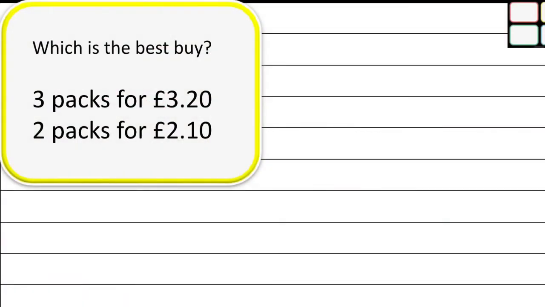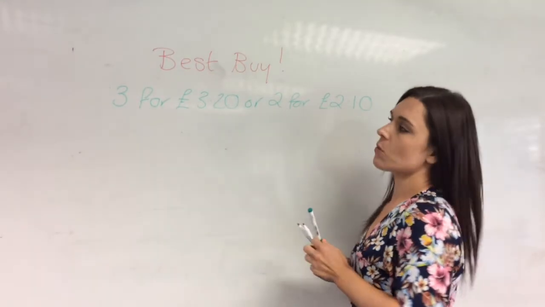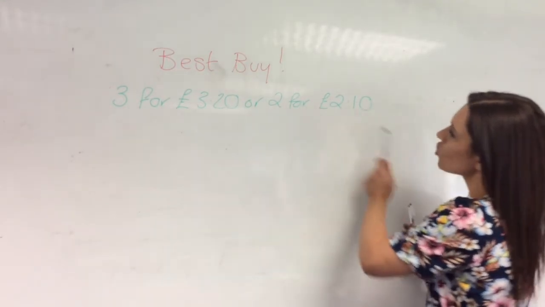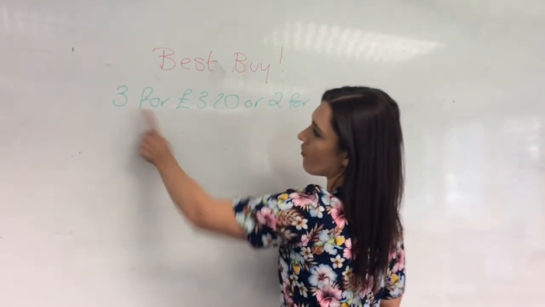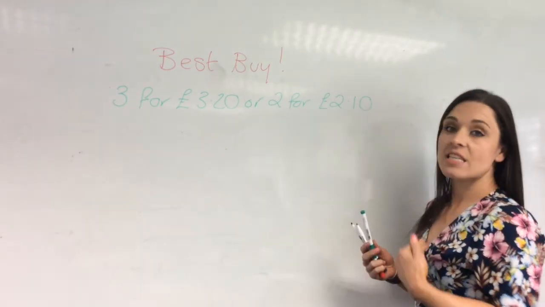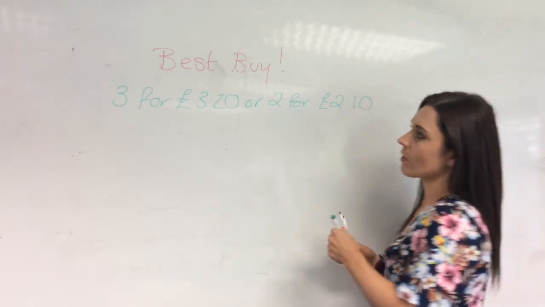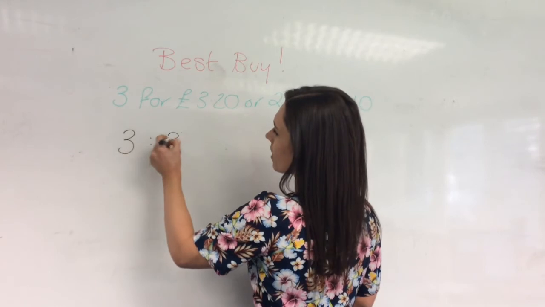Can you use the method I've just shown you to answer this question? Let's have a go at this one. Which is the better deal? 3 for £3.20 or 2 for £2.10? Here, 2 is not a factor of 3. So putting these into a ratio and then into the form 1 to n will allow us to compare those two ratios. So let's put them into ratios first.